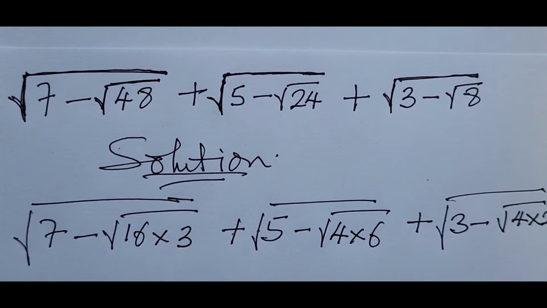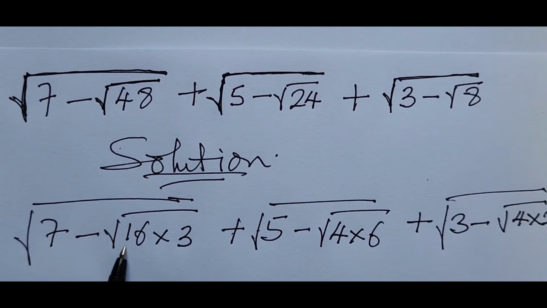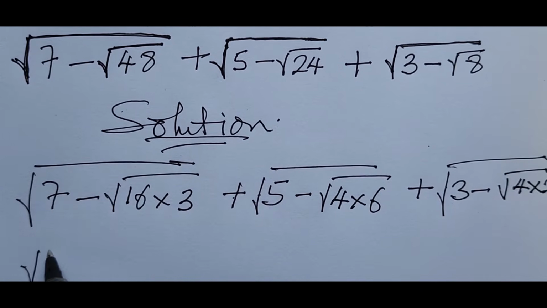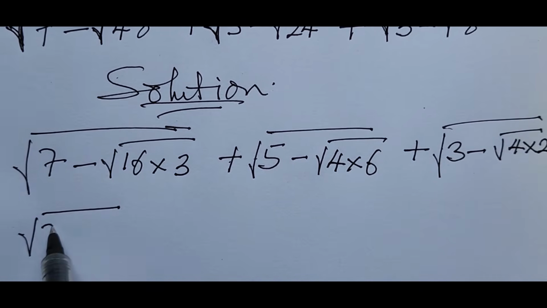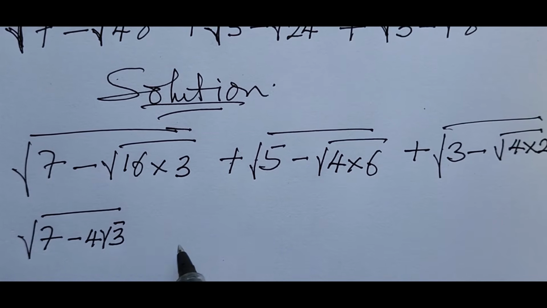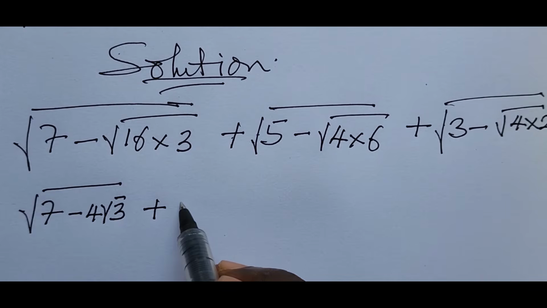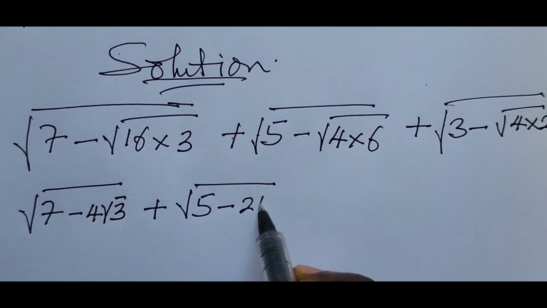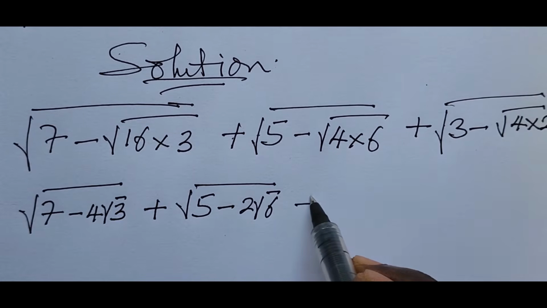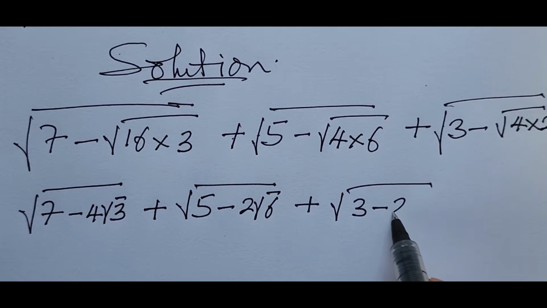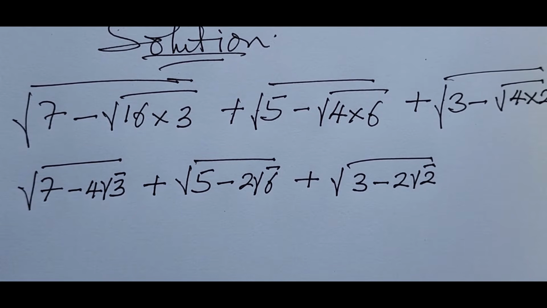Good. Now we bring out the 4 from here, 2 from here, 2 from here. So we rewrite the whole of this as the square root of 7, then minus 4 into the square root of 3, then plus the square root of 5, then minus 2 into the square root of 6, then plus the square root of 3, then minus 2 into the square root of 2. I believe there's no confusion to this point, right?